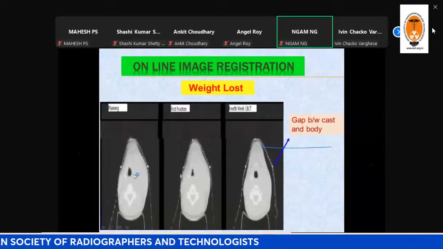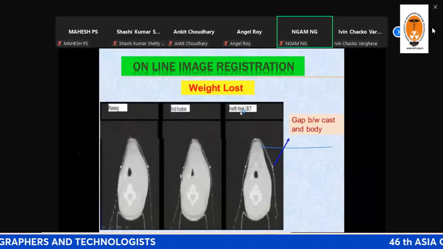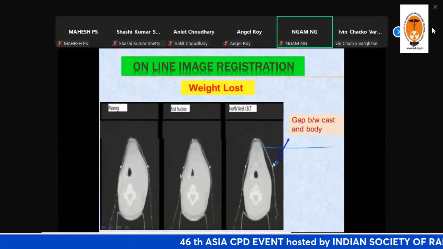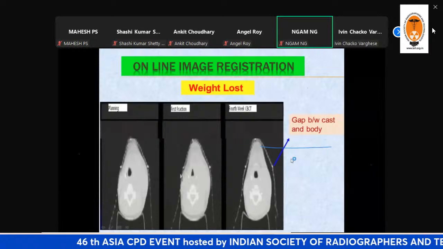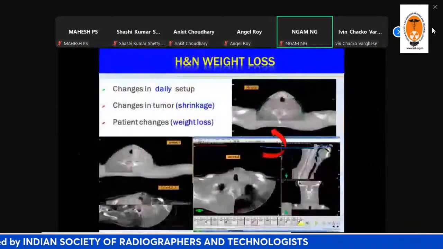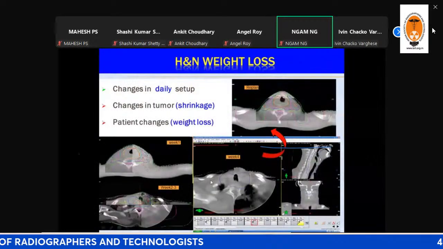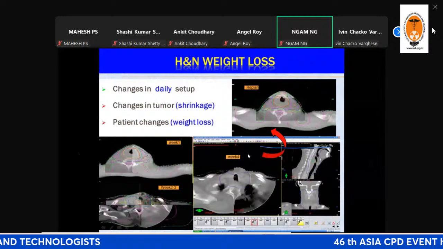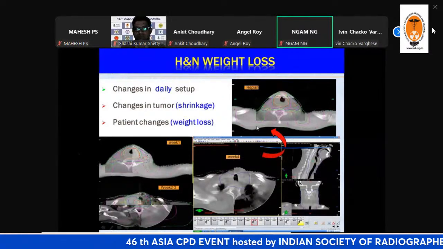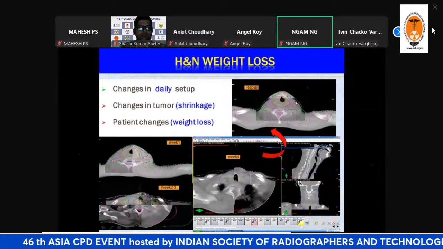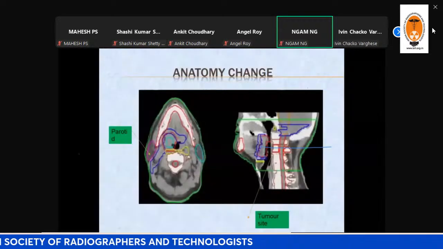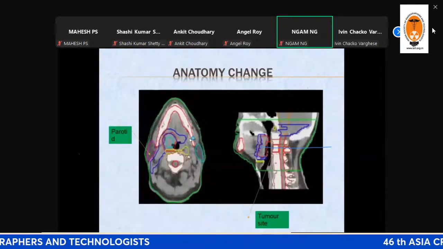Now you can see the planning CT of another head and neck case, and this is the first fraction. There is similarity between the planning CT and the first fraction, but within the 4th week you can see a lot of gap between the cast and the patient's body. So it's a fit case for replanning because there's a lot of weight loss. Another weight loss you can see at the cervical level for another patient in the fourth week of treatment. So we replanned; recasting and replanning were done for this patient, and they continued with the new plan.